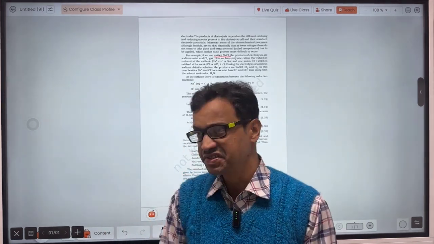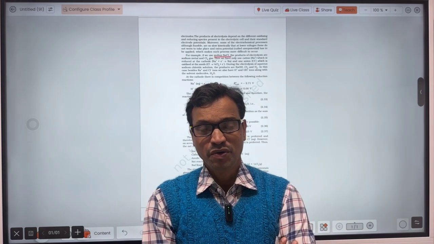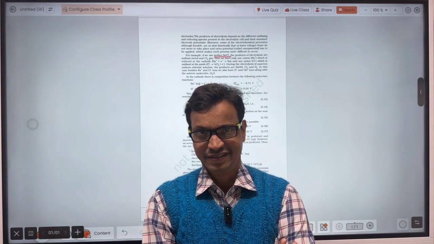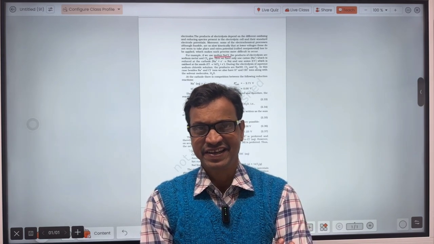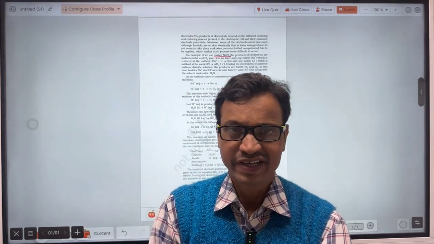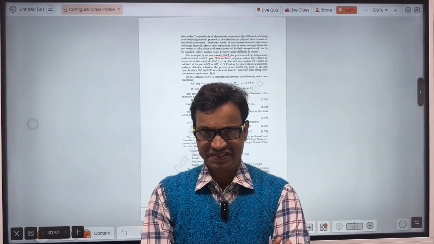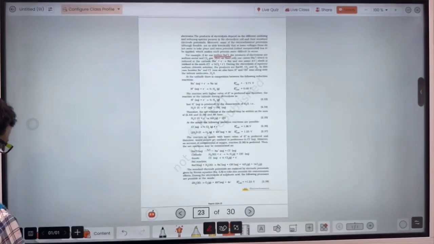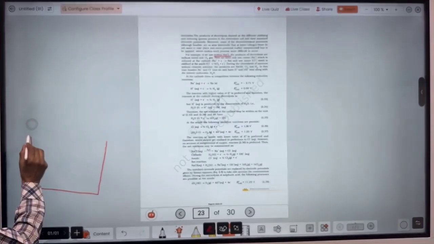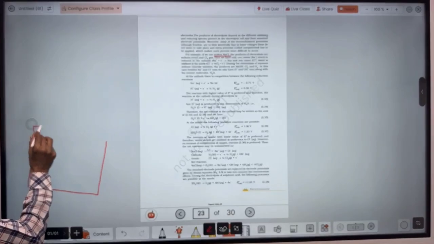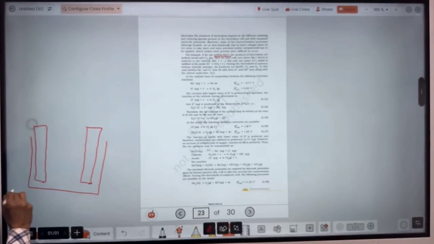There are two portions in that electrolysis. One is molten NaCl or fused NaCl. The second one is electrolysis of aqueous NaCl. Molten NaCl means NaCl will exist in the liquid phase. So what happens here? In the molten NaCl, there will be only Na plus and Cl minus. There will be no water in that.